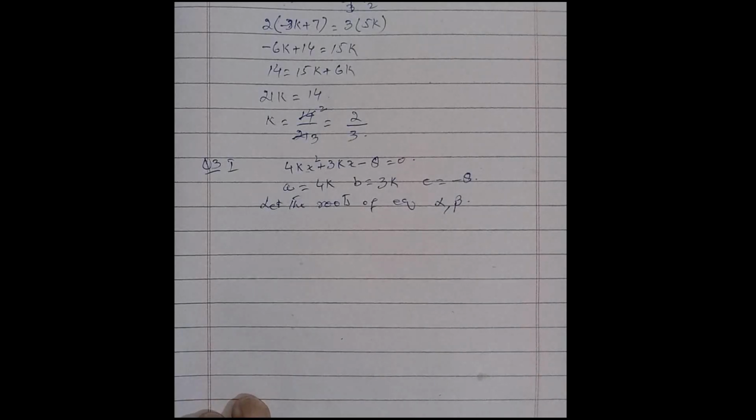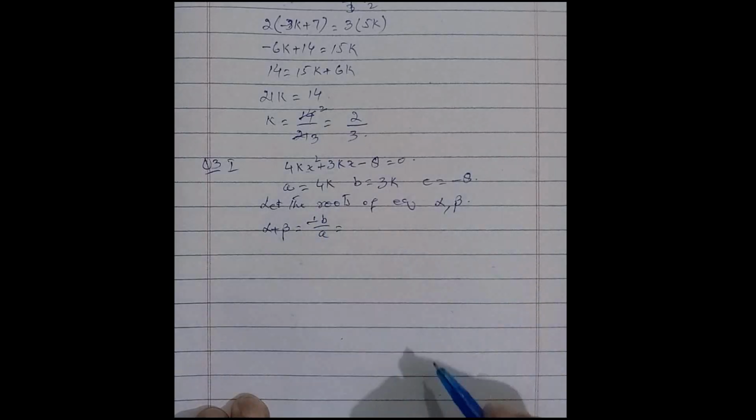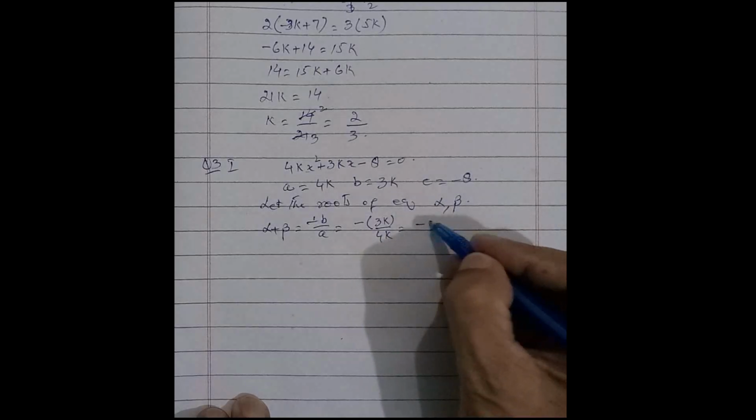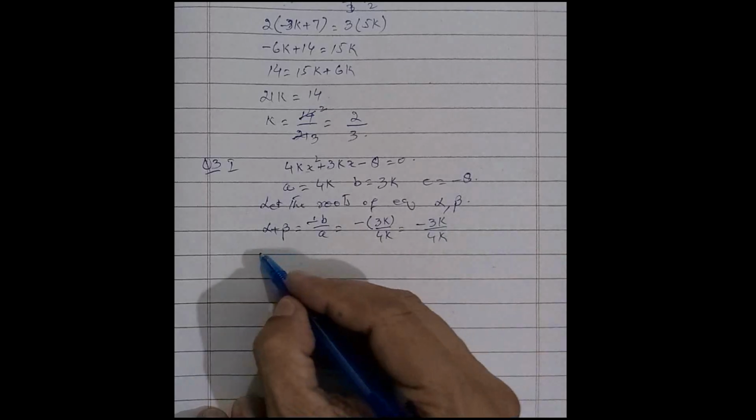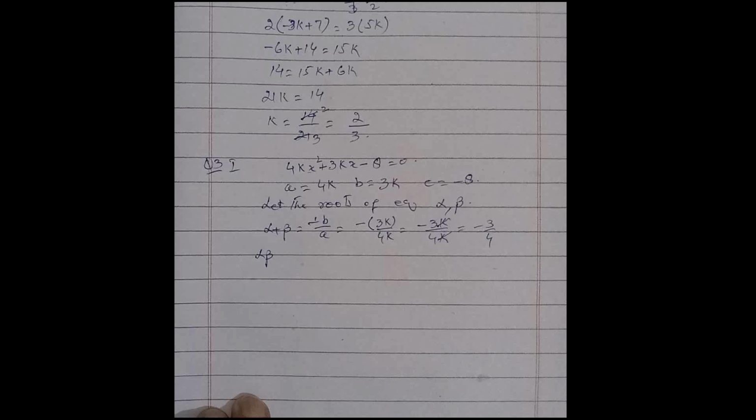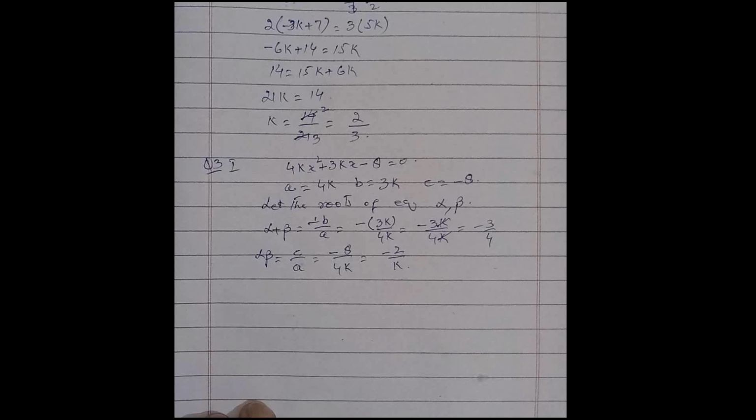First we find the sum, alpha plus beta is equal to −b over a. Putting the values of a and b, we get −3k over 4k. Here k cancels with k, and we get −3 over 4. The product is c over a, which is −8 over 4k, and simplifying we get −2 over k.